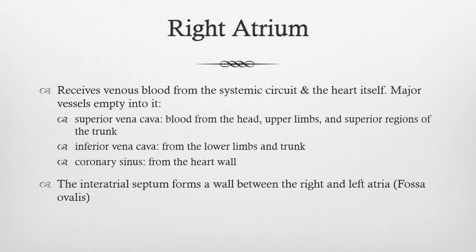So the right atrium is getting blood from systemic circulation. So it's coming into the right atrium from the rest of the body itself. And it's getting its blood from the superior and inferior vena cava. Superior vena cava basically draining everything from the head, the neck, and the upper limbs.